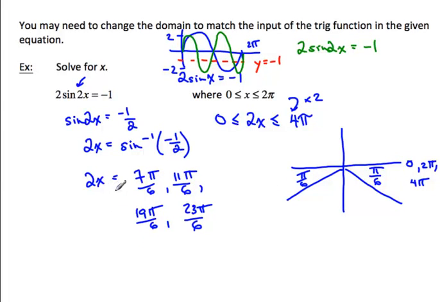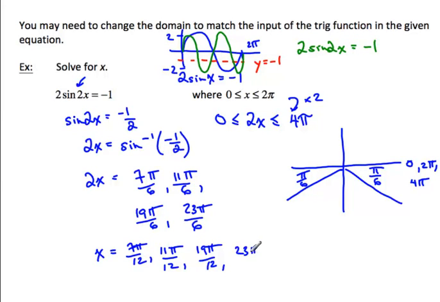Now, those are not the answers for x, those are the answers for 2x. And you can think of this as 4 separate equations. 2x is equal to 7 pi over 6, 2x is equal to 11 pi over 6, 2x is equal to 19 pi over 6, 2x is equal to 23 pi over 6. But what we really want is x. So to get rid of that 2, we're going to divide both sides of the equation by 2. Therefore, we get x is equal to 7 pi over 12, 11 pi over 12, 19 pi over 12, and 23 pi over 12.